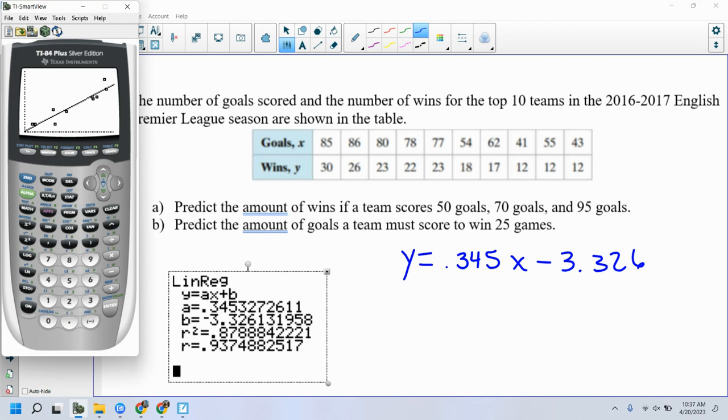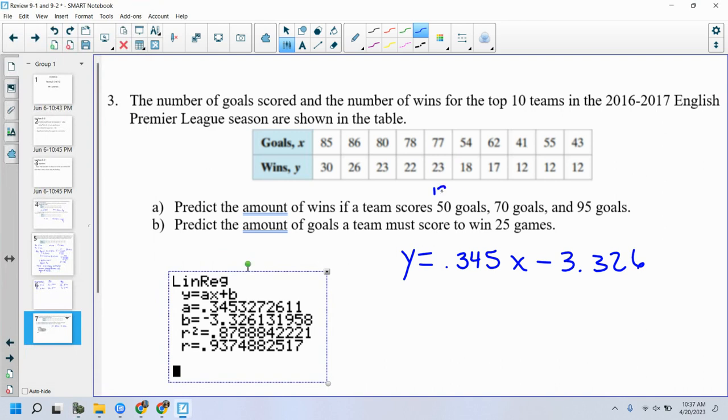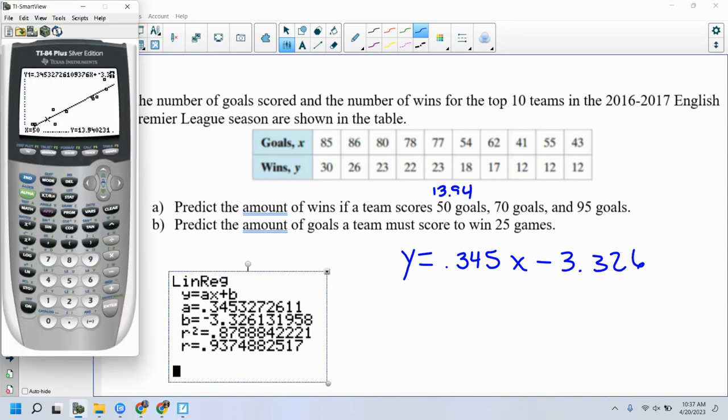All right, the nice thing about this is that I can do second calculate value of 50. Okay, 13.94. I can predict that you're going to get about 13.94 wins if you only score 50 goals. Second calculate value of 70. If you score 70 goals, you're going to get about 20.85 wins.